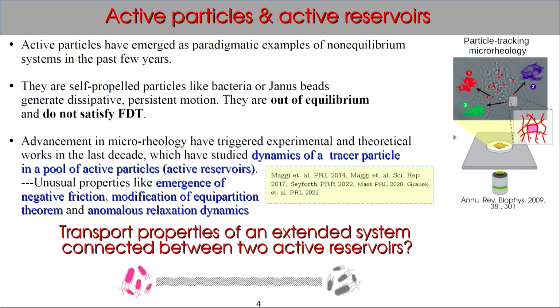And when I talk of out of equilibrium, active particles have emerged as a paradigmatic example of out of equilibrium systems in recent years. Active particles have already been introduced in the talk by Shraddha Mishra today morning. They are basically self-propelled particles like bacteria and Janus beads, which can dissipate energy and generate persistent motion. They are out of equilibrium, and they violate the fluctuation dissipation theorem even at the single particle level.